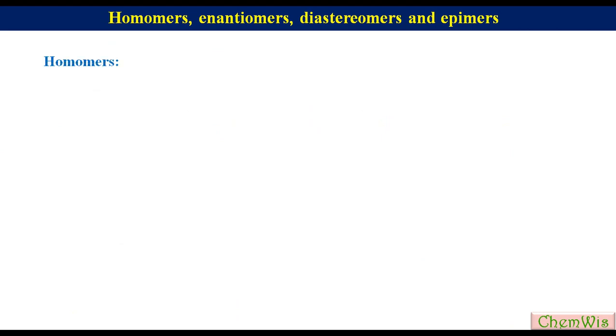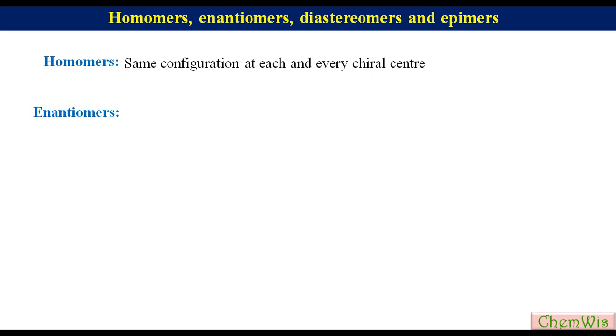Homomers. These are the two stereoisomeric presentations of structures having the same configuration at each and every chiral center. Enantiomers. These are the two stereoisomers having opposite configuration at each and every chiral center.